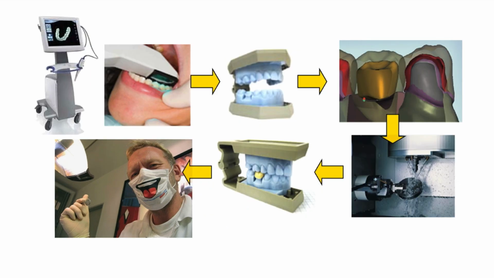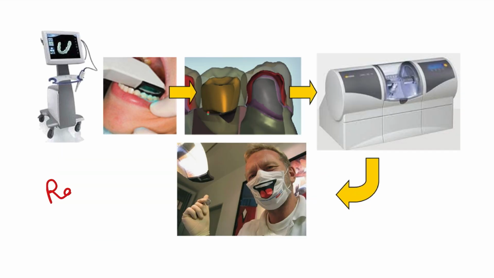In the second workflow, an intraoral scanner is used, skipping the impression and the cast steps, and the virtual scan is sent to the lab directly for designing and milling. The final prosthesis is then delivered to the clinic. The third and most rapid workflow involves completing all steps, scanning, designing, and milling, in the clinic by the prosthodontist, and the final prosthesis is delivered to the patient in a single visit.